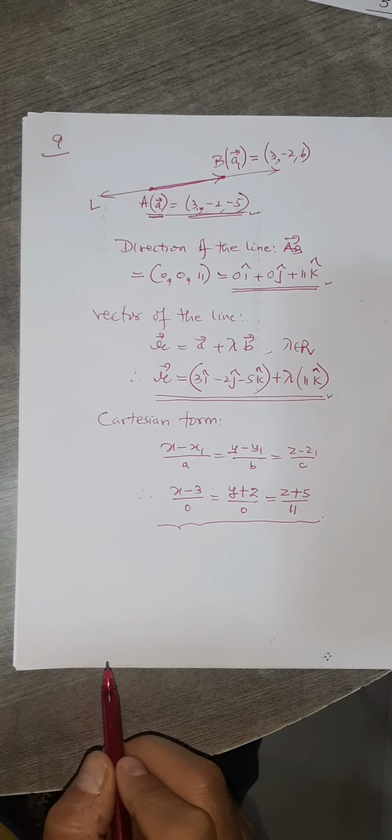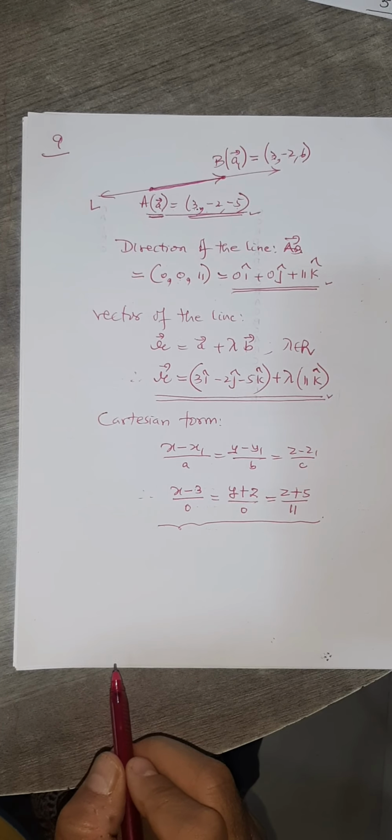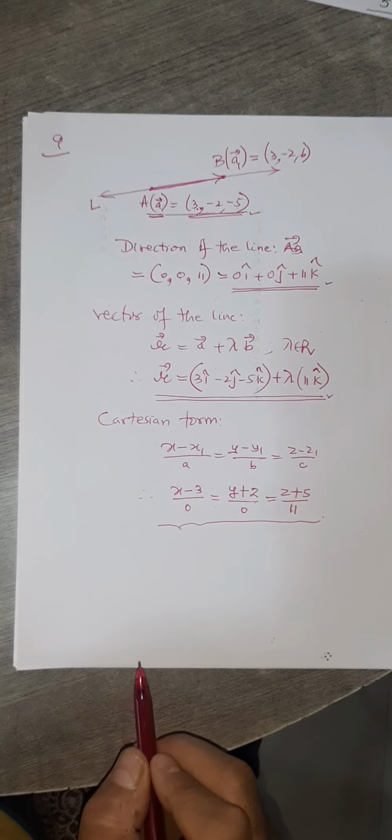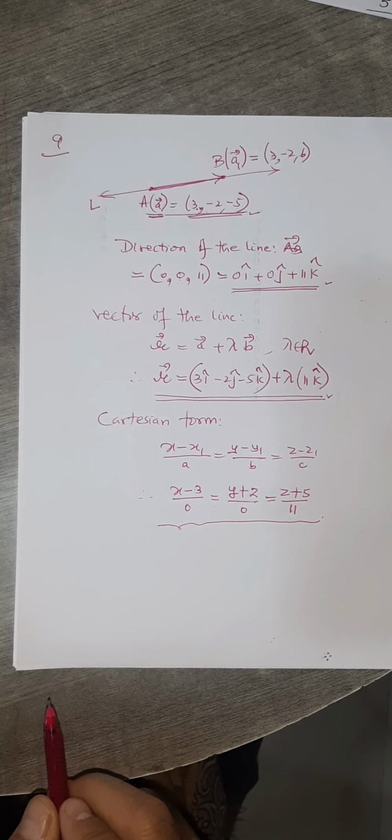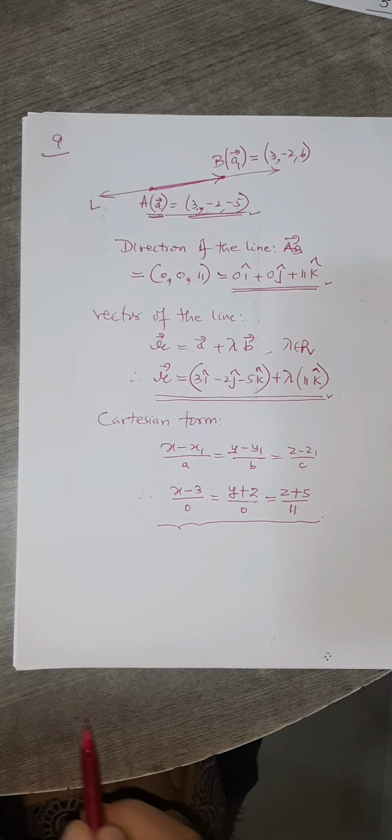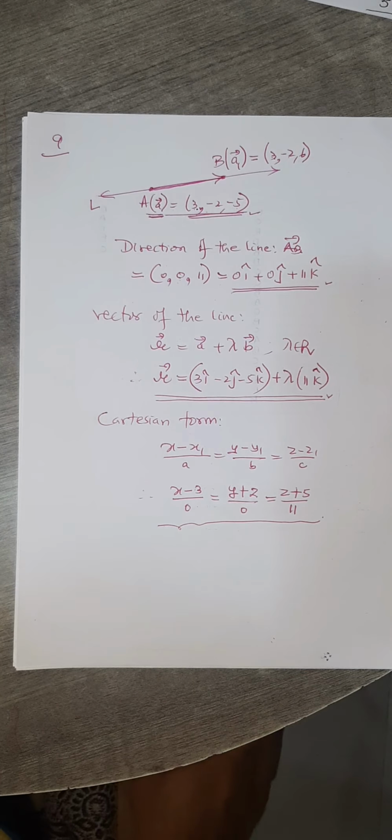Okay, now what about the next question? So let's see that. Yes, question number 10. There are two sub-questions. Find the angle between the following pairs of lines.